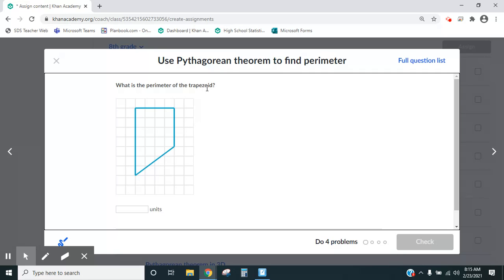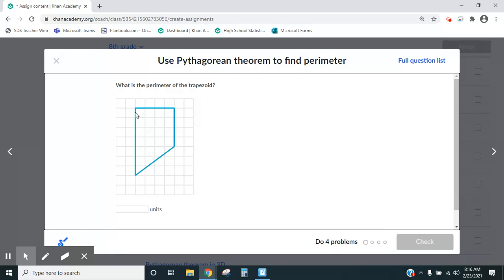Length times width times height. No. That's volume. The distance. They want the distance around the outside, right? They don't just want a picture of the outside. Right, everybody? Okay. So what is the perimeter of this trapezoid?